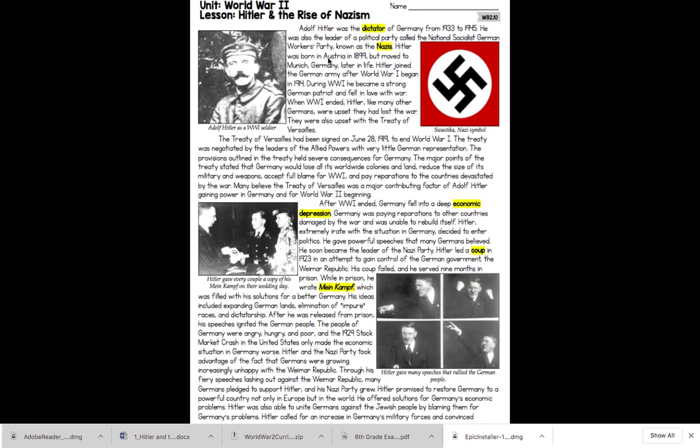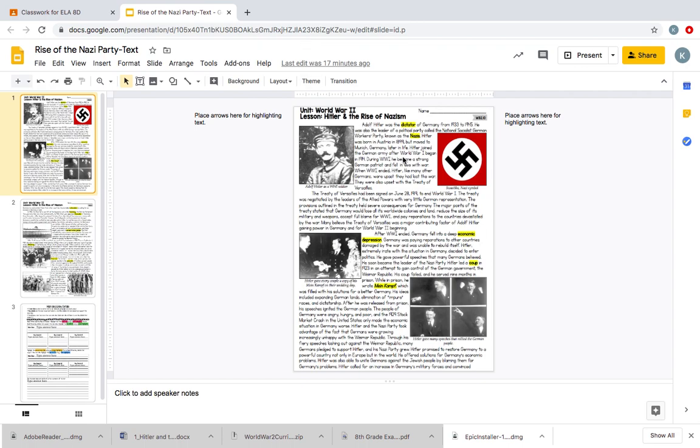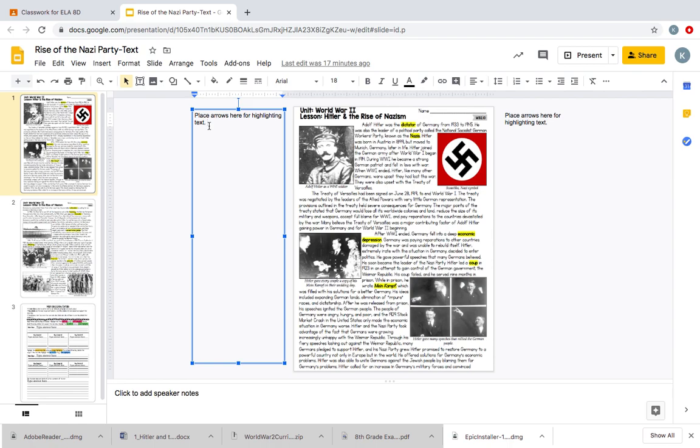Now, here's the thing. You will not be able to physically highlight on here, okay? Because of the way that I uploaded this and the way that I did this, and so many people were having issues last time, you cannot physically highlight. So instead, what you will see is I wrote, place arrows here for highlighting text.